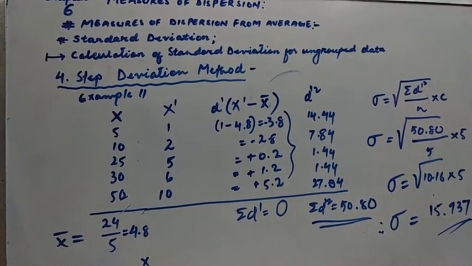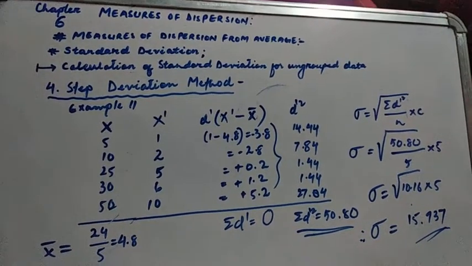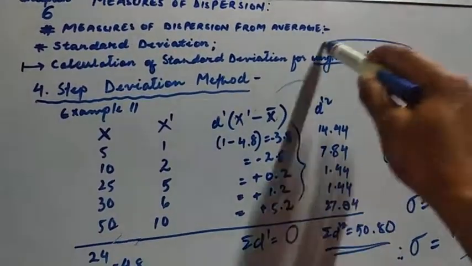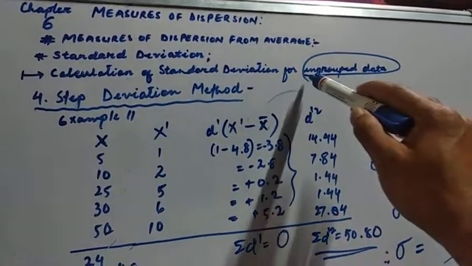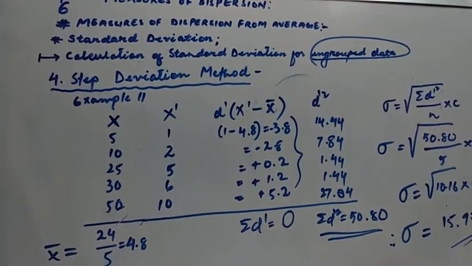So we have calculated 4 methods. Next is for continuous series. So standard deviation for continuous series. Let us see, there are 3 methods.